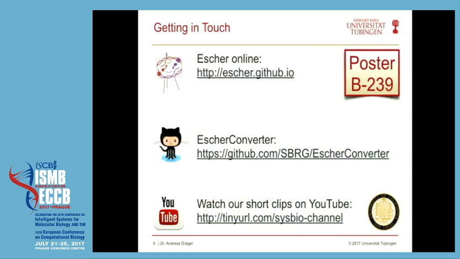So if you got interested in that and like it, then there are multiple ways to get in touch with us. So of course there's here the poster that you can come and just directly talk to me, or you can directly try Escher online. So just go to escher.github.io and you can have access directly to all functionality that I just demonstrated here. Escher Converter as a separate tool is also open source, is implemented in Java. You can go to github/sbrg for Systems Biology Research Group and download Escher Converter from there.